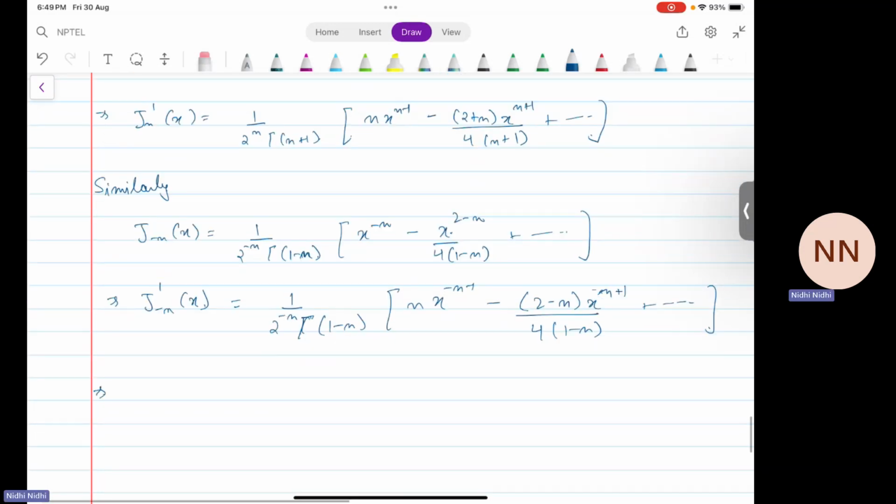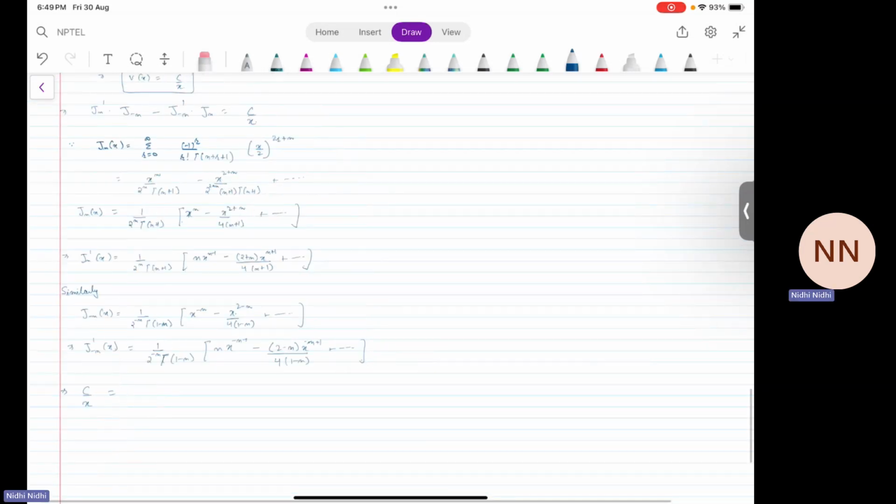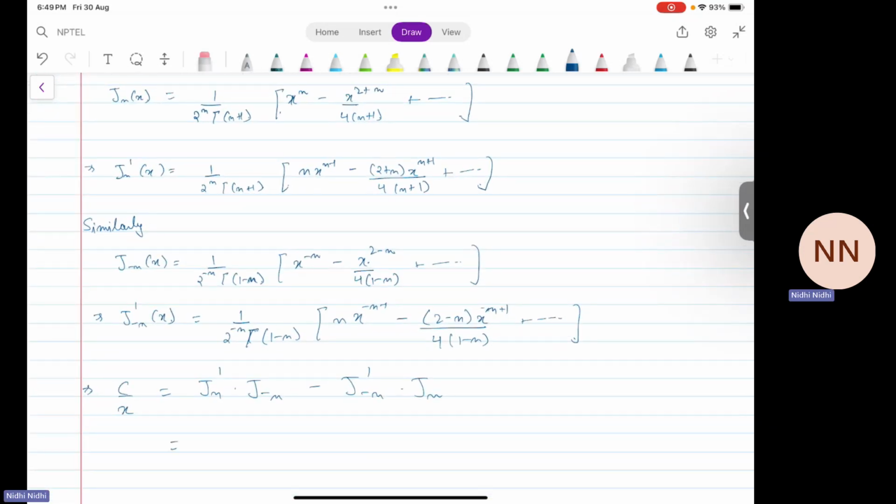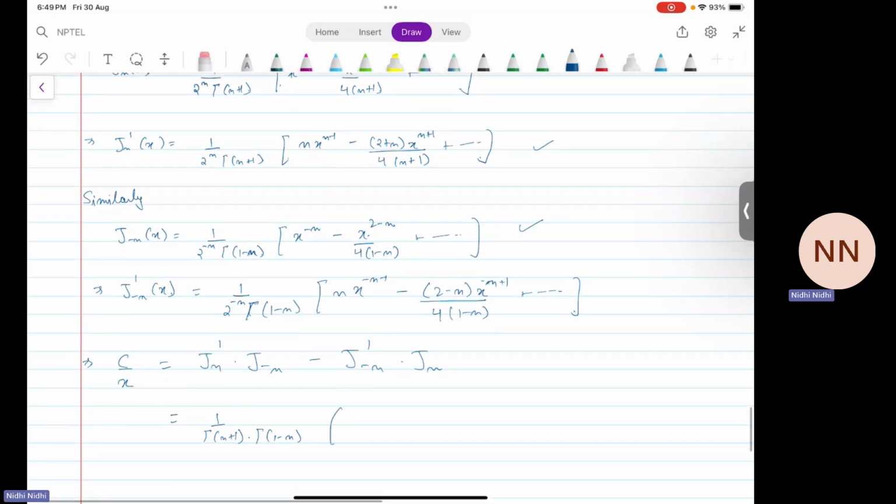So this implies c by x is equal to J_n dash J_{-n} minus J_{-n} dash J_n. Now let's see, J_n dash and J_{-n}. Outside we will be left with gamma n plus 1 times gamma 1 minus n, because 2 to the power n and 2 to the power minus n would be cancelled out.